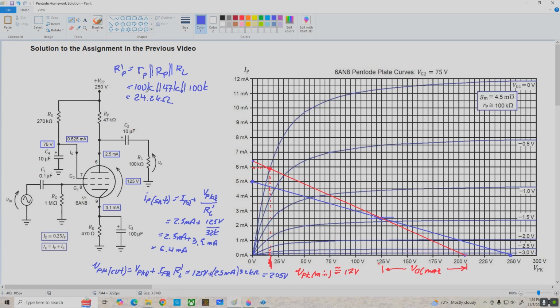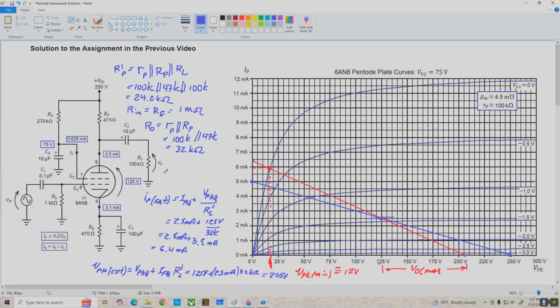And the next thing, let's do something easy. Let's find our input resistance, and that's simply RG. Rin is RG, which is 1 megohm. And let's see, how about our output resistance, RO? That's seen by our load looking back in, which is going to be the dynamic plate resistance in parallel with our external plate resistor. So that's 100K in parallel with 47K, and that's about 32 k ohms.